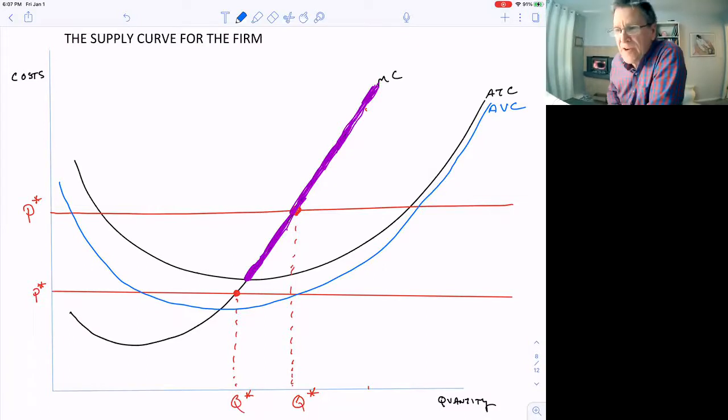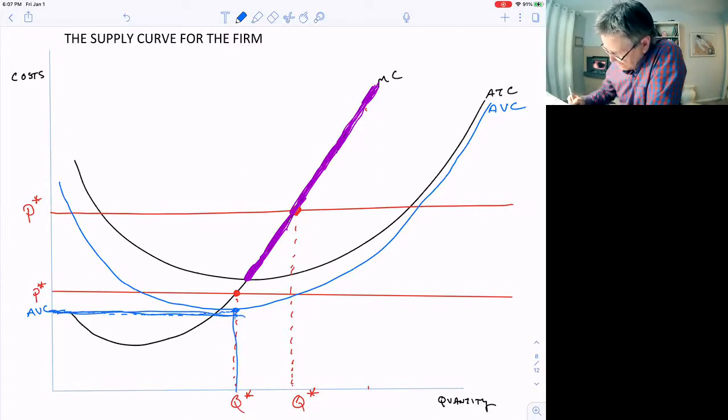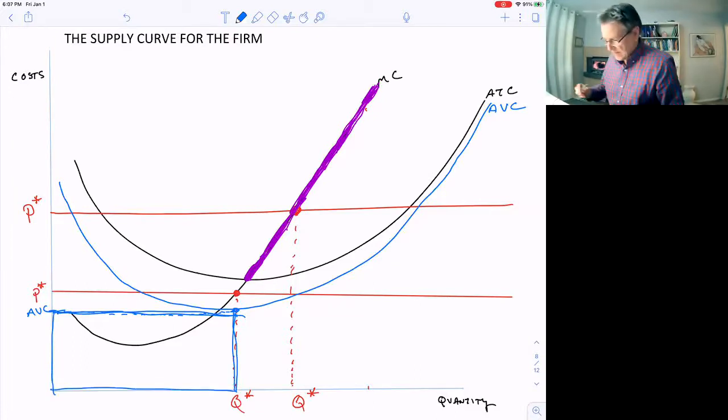If we want to know what the total variable costs are, then we just multiply Q star by what the average variable cost is at Q star. And in this case, our variable costs would be this rectangle here in blue. But our total revenue will be this area here in red.